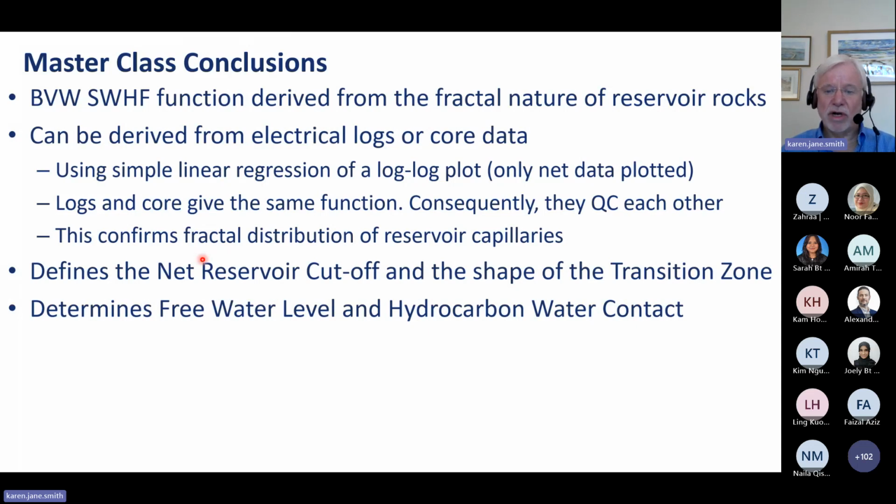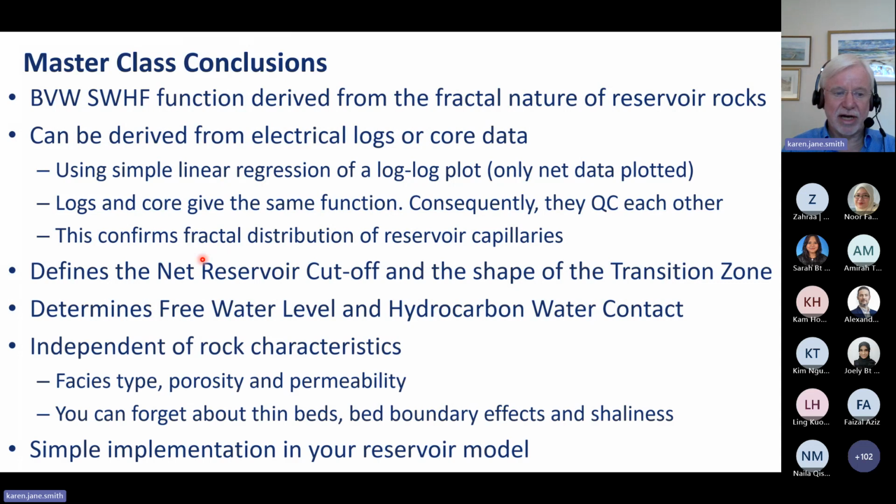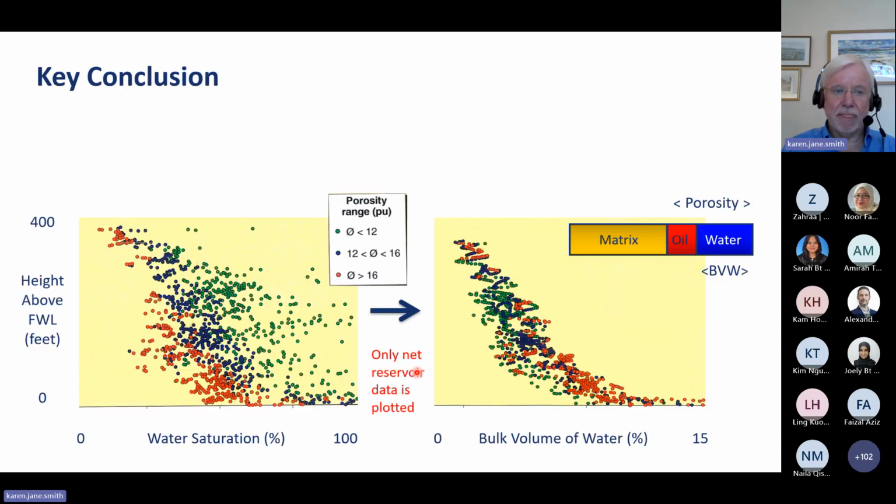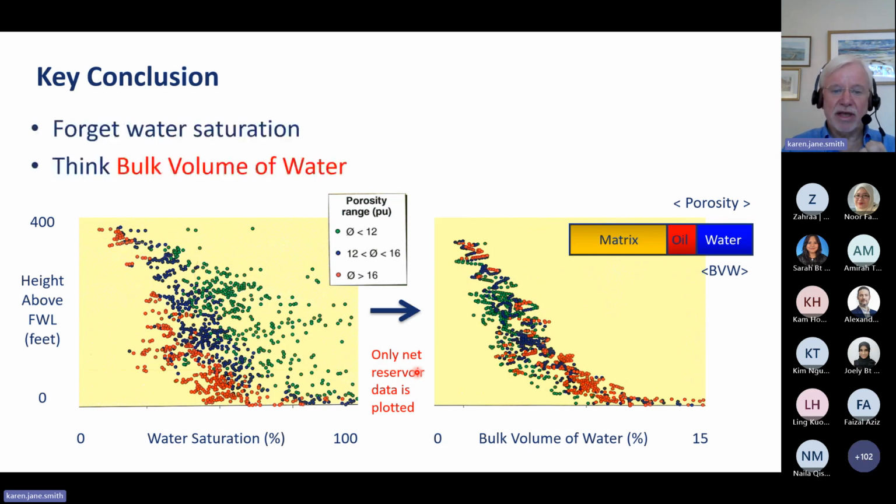It determines the free water level and the hydrocarbon contact. Importantly, it is independent of rock characteristics. It's independent of facies type, porosity, and permeability. And you can forget about thin beds, bed boundary effects, and shaliness. So it can be simply implemented in your reservoir model. And the key conclusion is, this is the plot to make. Forget about water saturation. Think BVW. Thank you. I'm open for questions.